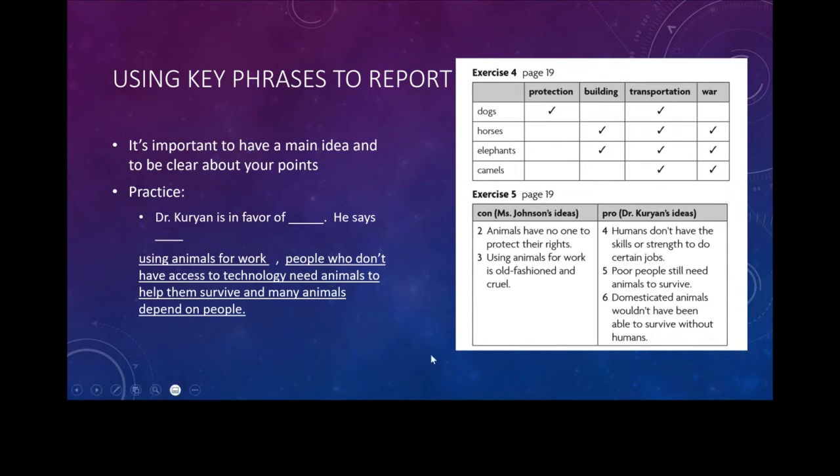Okay, I put in my notebook, Miss Johnson is not in favor of using animals. She said this is an old-fashioned way to work and is cruel.